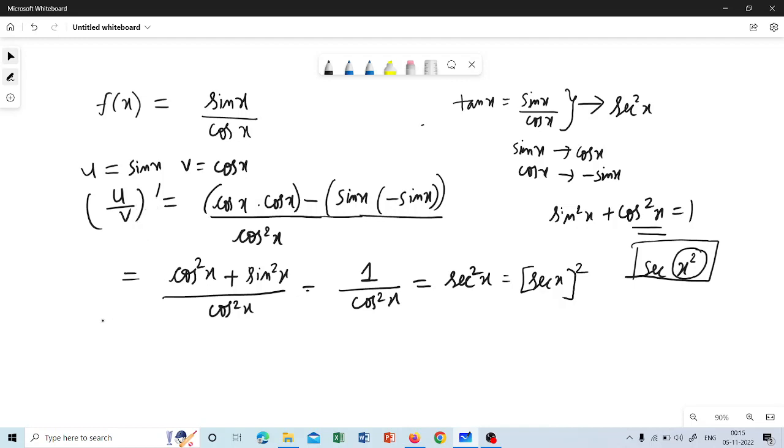Similarly, what if I want to find the derivative of secant of x? I can write tan x in the form of sin x into secant of x, isn't it? So if I want to compute the derivative of tan x using the product rule, then I should know the derivative of secant of x. How am I going to know it? Let me compute the derivative of secant of x, again using the quotient rule.